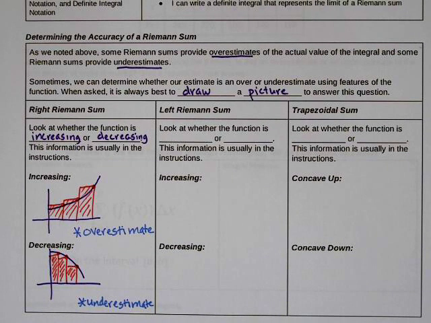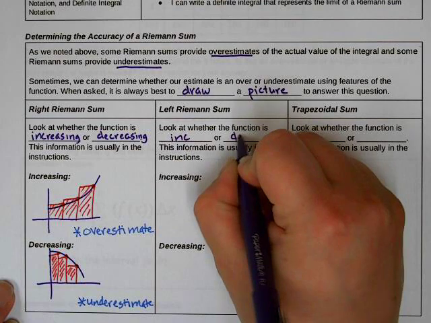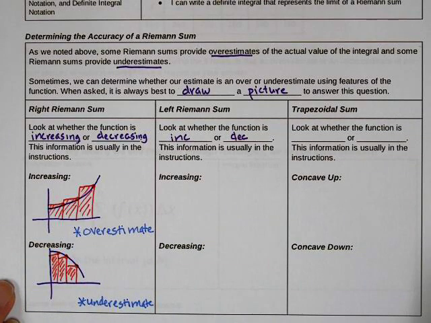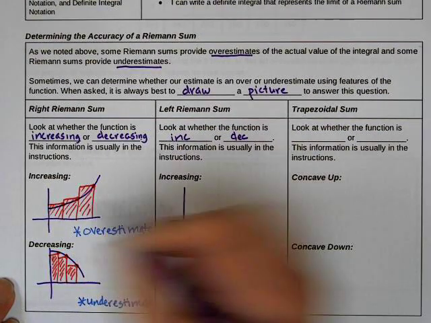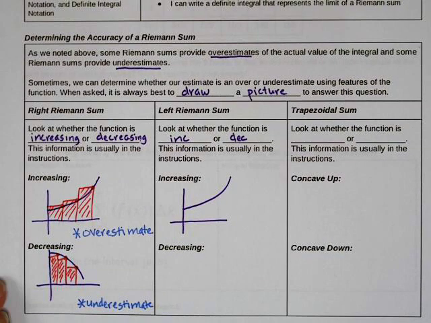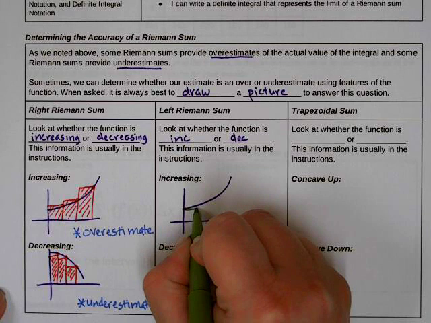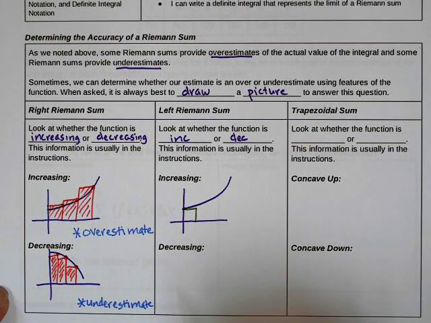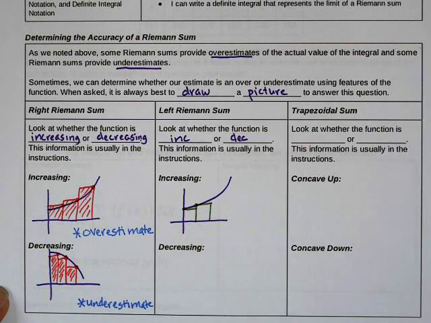Okay, let's look at a left Riemann sum. Again, we're going to look at whether the function is increasing or decreasing, usually given in the instructions. So now let's look at a function that's increasing. I'm actually going to draw the same function, or similar anyway. Got this function going up that's increasing. And now we're going to do a left Riemann sum. That means I'm going to start here and go over and draw my rectangle. And then start at my left endpoint, go over, and draw my rectangle.